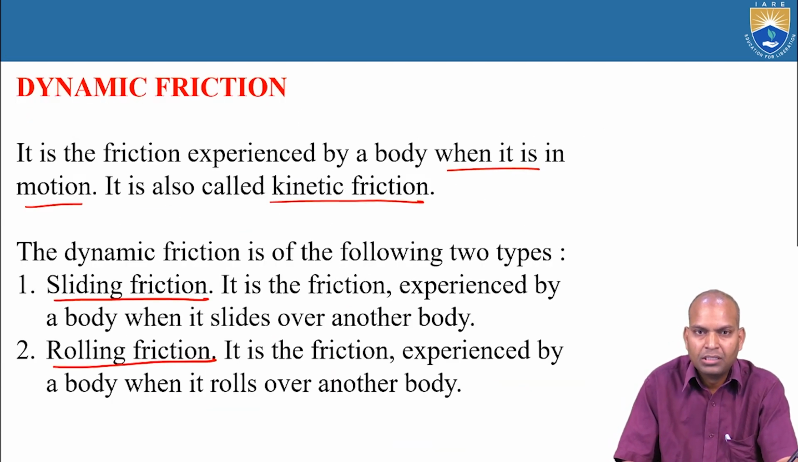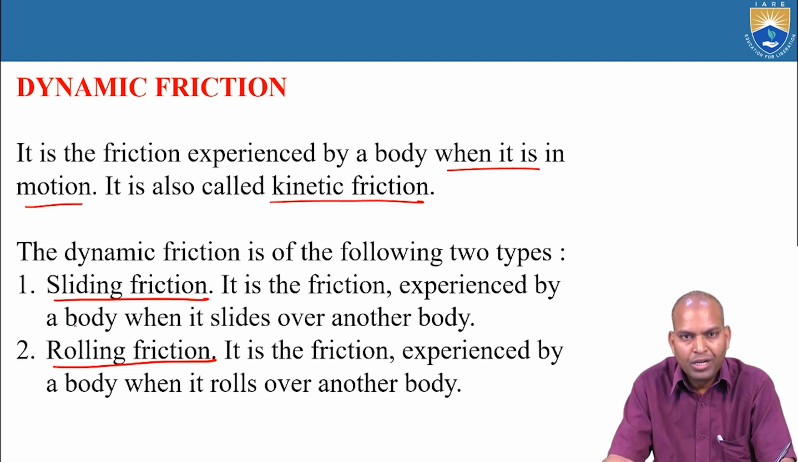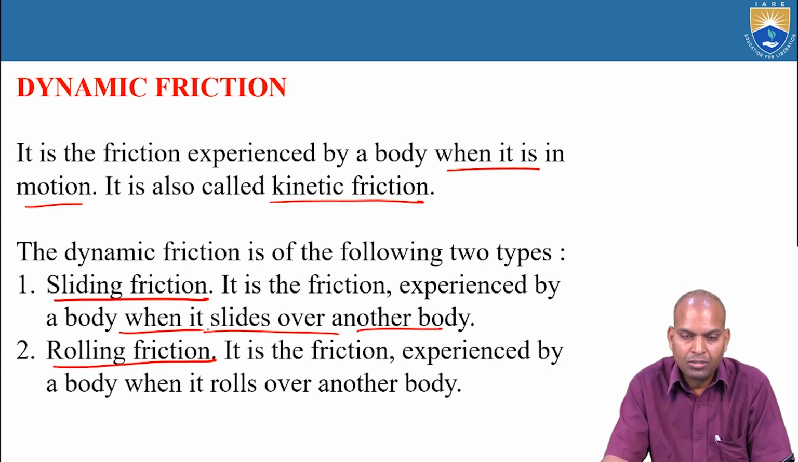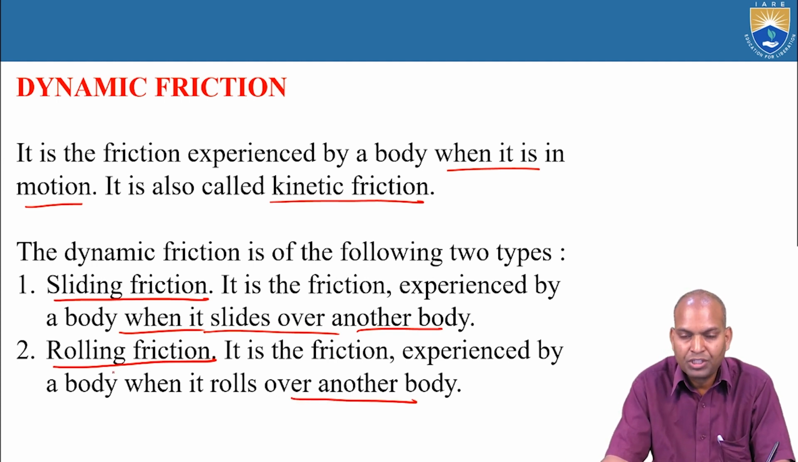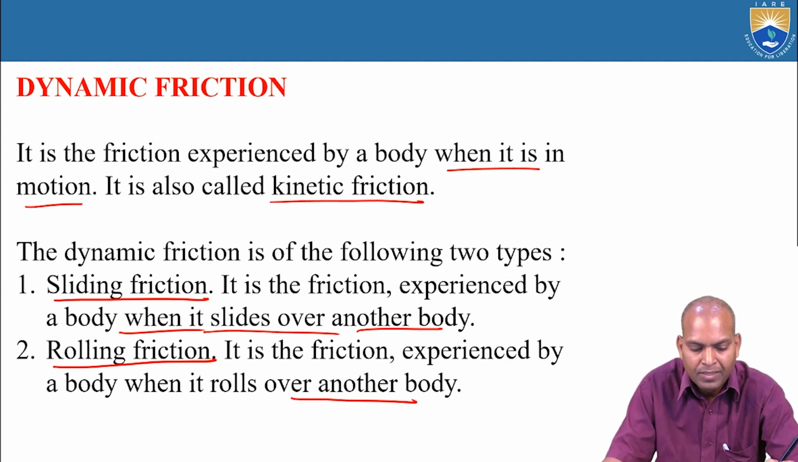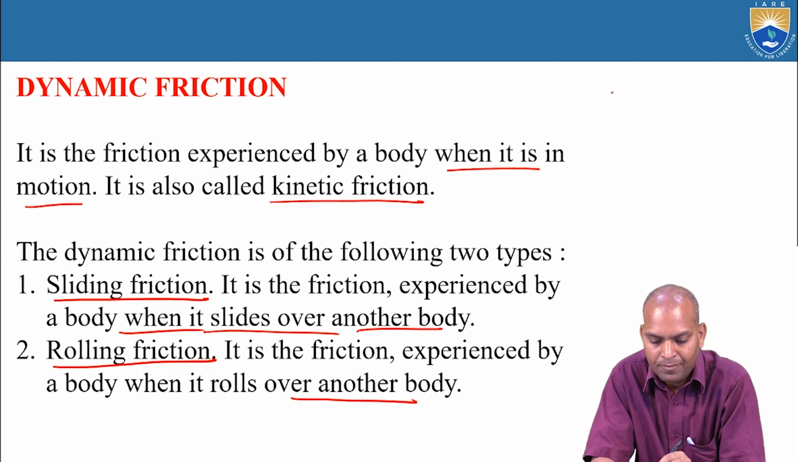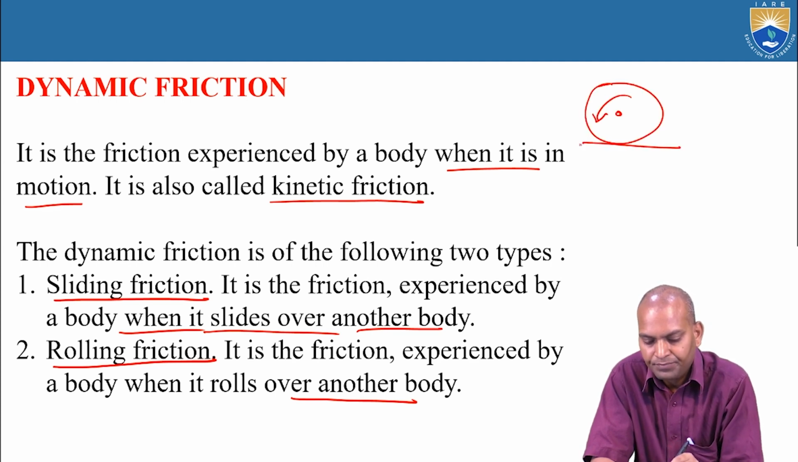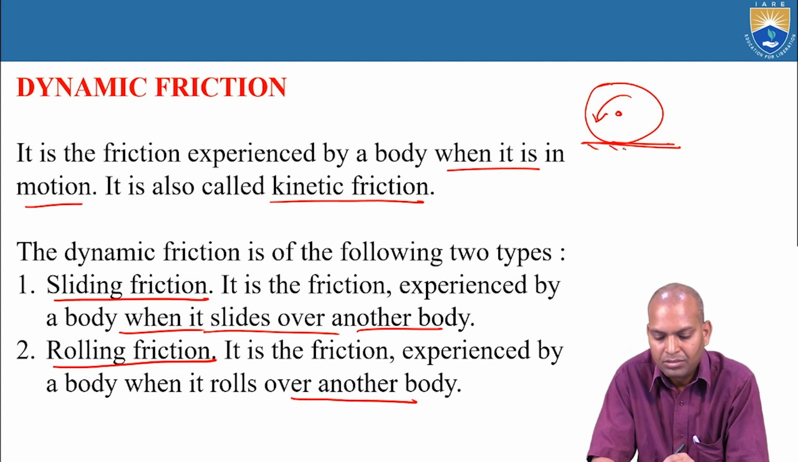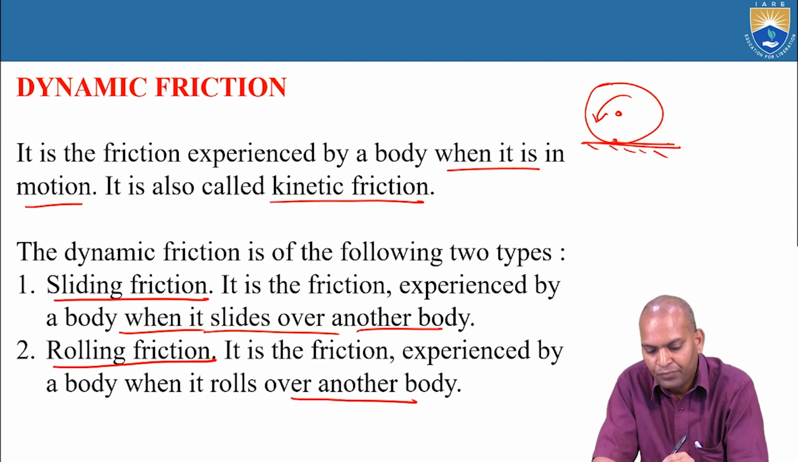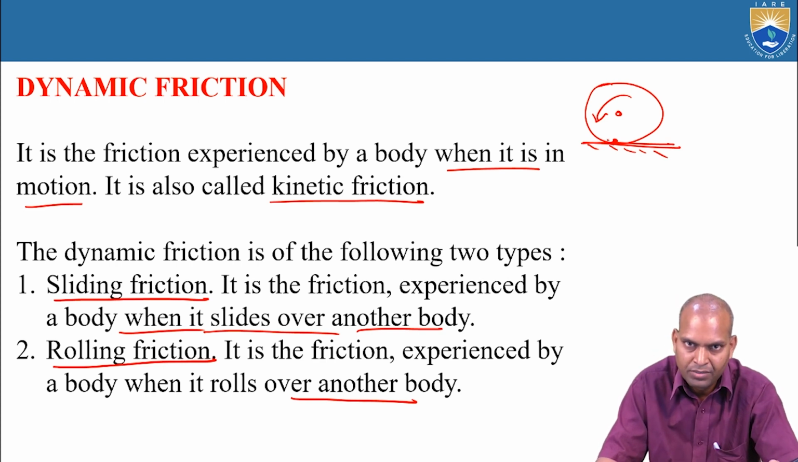Now coming to sliding friction, what is the meaning of sliding friction? When the body is under sliding condition, the frictional force is known as sliding friction. It is the friction experienced by a body when it slides over another body. What is rolling friction? It is experienced when your body is under a rolling condition. You can observe this rolling friction when two-wheelers or four-wheelers are moving, with the wheel rolling on the road. The contact between the tire and the surface, that coefficient of friction is known as the rolling friction coefficient, and the frictional force is known as the rolling frictional force.